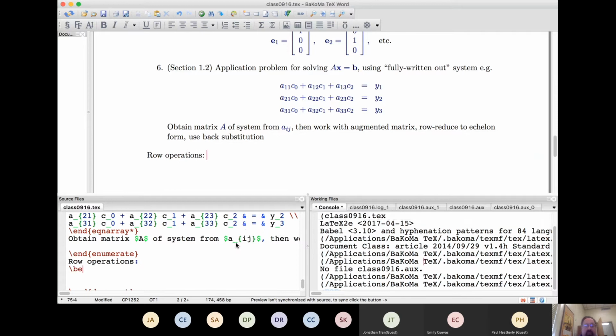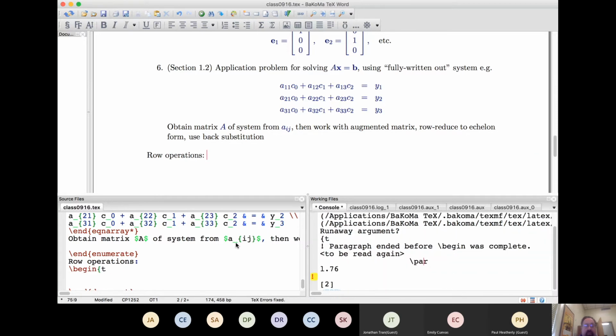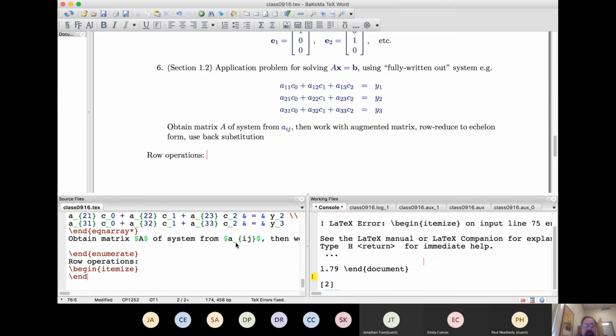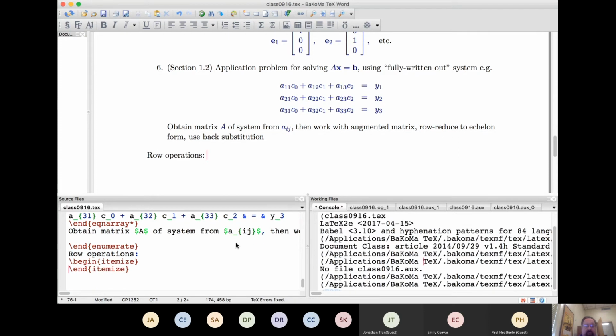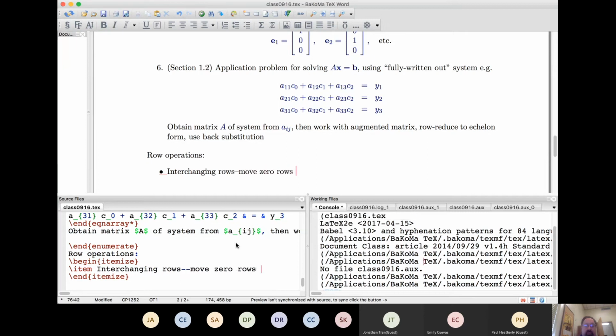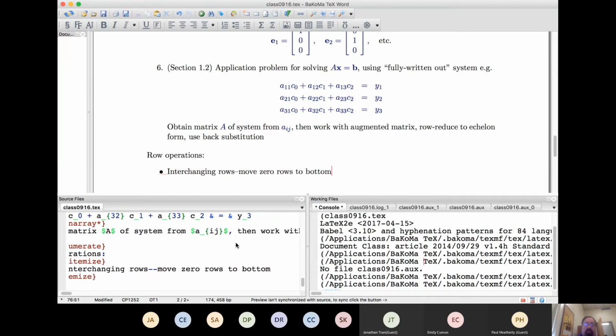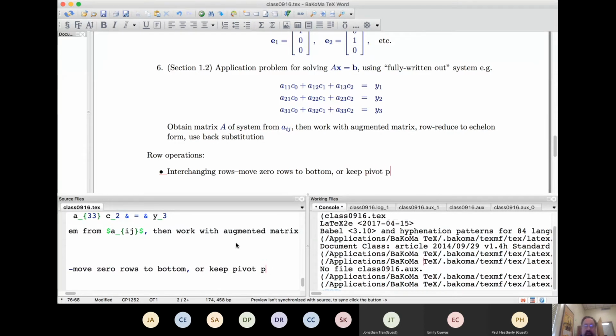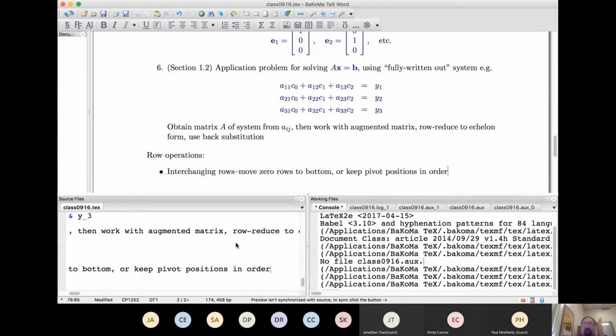Okay, a quick review of the central row operations, because you never know which ones you might need to use. Sometimes it's a good idea to interchange rows. You want to move zeros to the bottom, or another reason to interchange rows is to make sure that the pivot positions go in the right order.